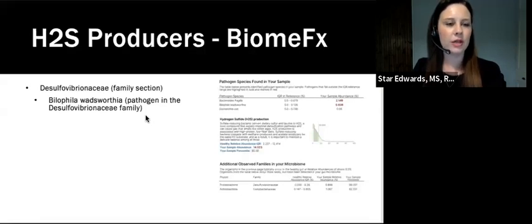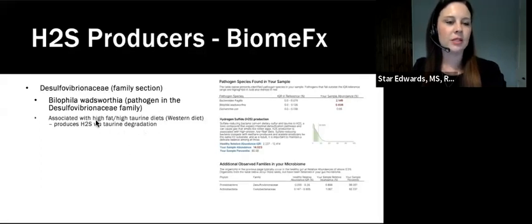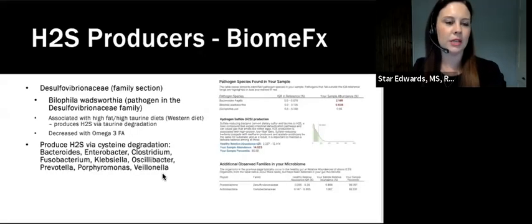Bilophila wadsworthia is in this family, but you'll find Bilophila wadsworthia on the pathogen page, and it shows up pretty frequently. It is associated with a high fat, high taurine diet, so the Western type standard American diet. And they do see in research that omega-3 fatty acids tend to depress this Bilophila wadsworthia, so it can be almost antimicrobial for this Bilophila wadsworthia while increasing beneficial competing species.